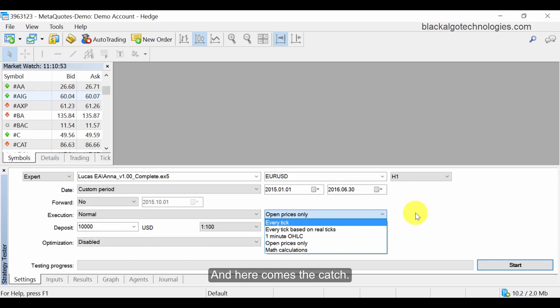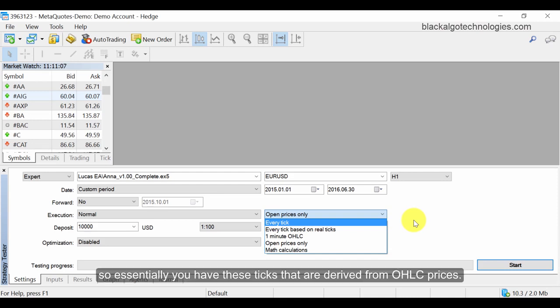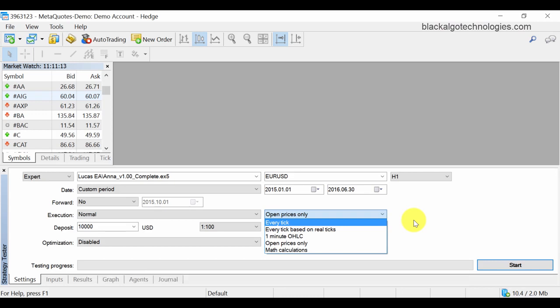And here comes the catch. When you choose every tick, the ticks are not real. They are based on a simulation. So essentially you have these ticks that are derived from open, high, low, close prices. Okay, I know this is confusing, but in a later chapter, we will show you what we meant.